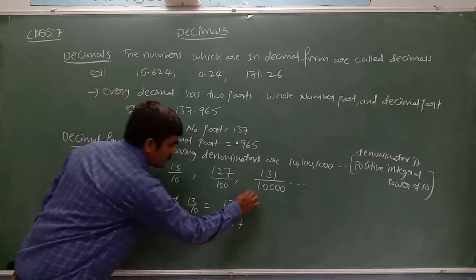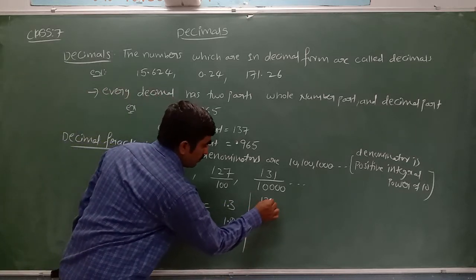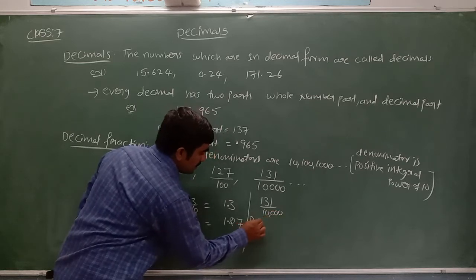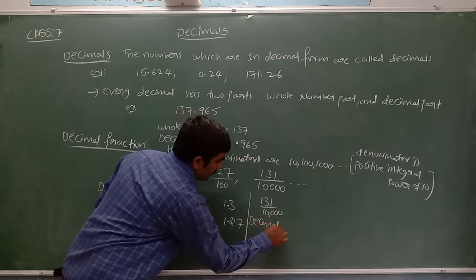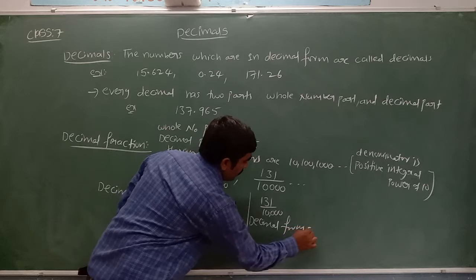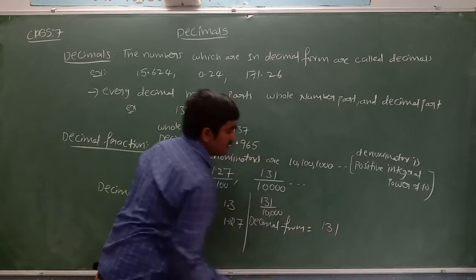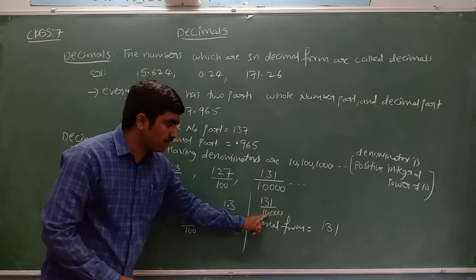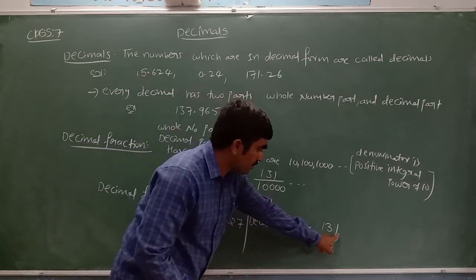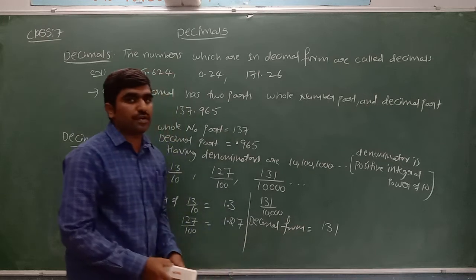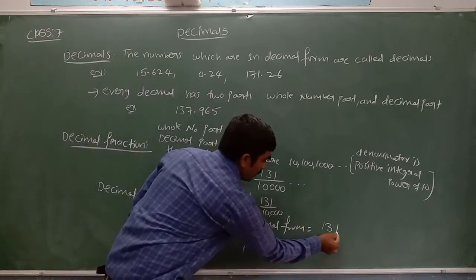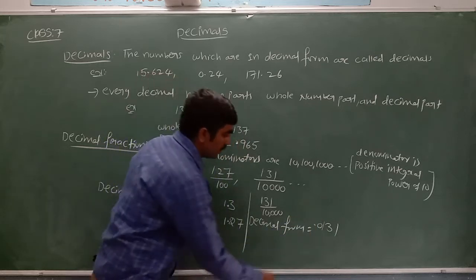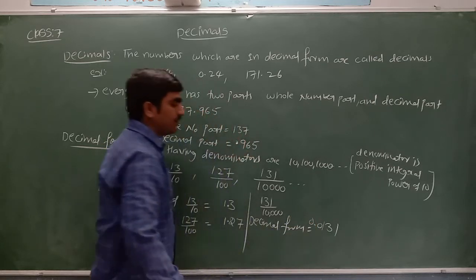Then what about the last one, 131 by 10,000? What is its decimal form? Write the numerator as it is. In the denominator I see 4 zeros: 1, 2, 3, 4. So from the back, 4 digits before, we have to keep the decimal point. 1, 2, 3, one more I want, 4. Yes, we can keep the decimal point. If there is no whole number part, we can keep 0.